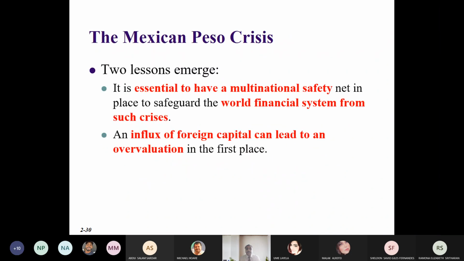So what are the lessons for us to learn from the Mexican peso crisis? Number one, it is essential to have a multinational safety net in place to safeguard the world financial system from such a crisis. So now, if a crisis happened in Mexico, do you think only Mexico would be the country that will be affected, or it can move to other countries? Do you think a crisis happening in one country can affect many other countries in the world? Yes, it does. And if yes, how? Can you give me an example? How will a crisis in one country move to other countries?